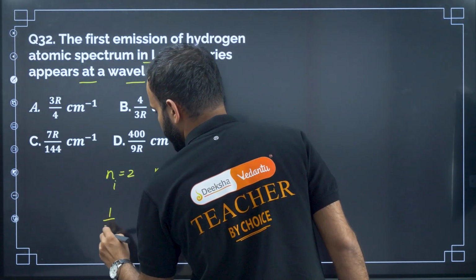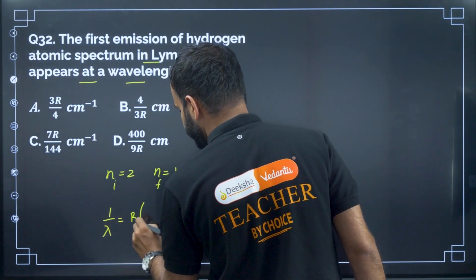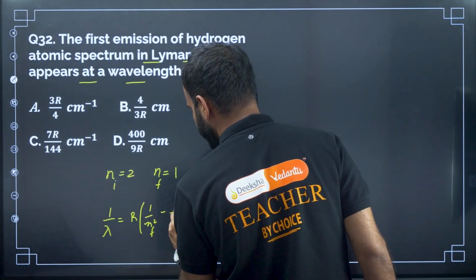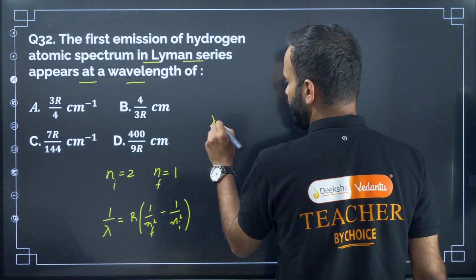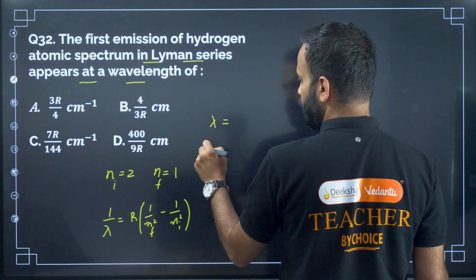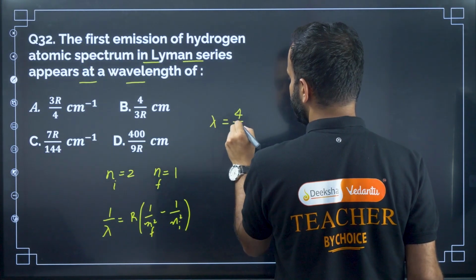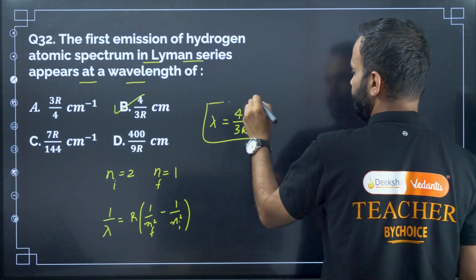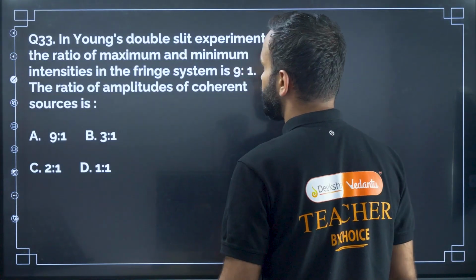Now we know that 1 by lambda equals R into 1 by NF squared minus 1 divided by Ni squared. Solving this, lambda is equal to 4 divided by 3R centimeter. So the correct option is B. Next question, question number 33.